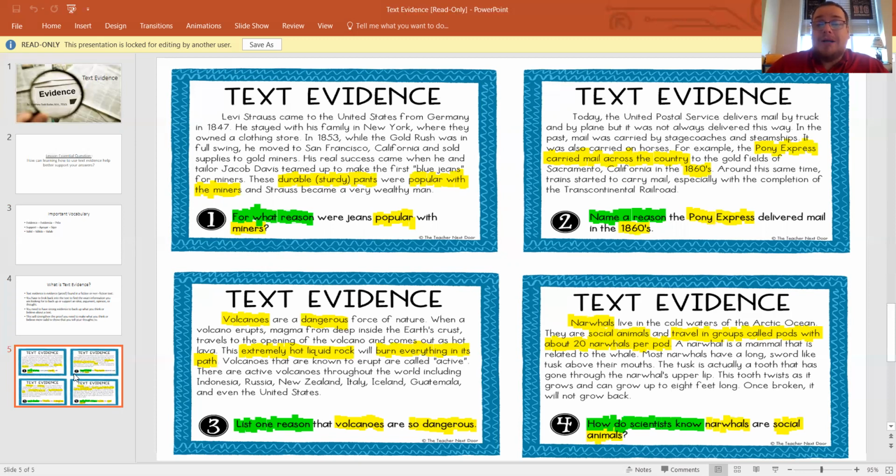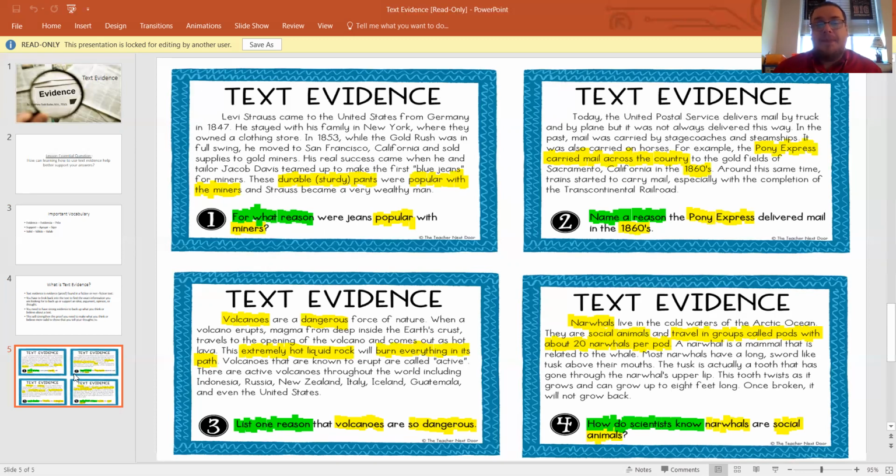It's telling us what the question is asking. So let's look at number 1. It says, for what reason or why were jeans popular with minors? So the words we're looking for in yellow are the words popular and minors. So they'll be somewhere probably in the same sentence.